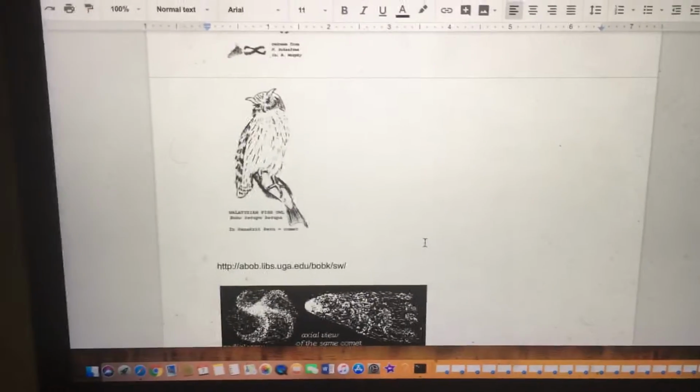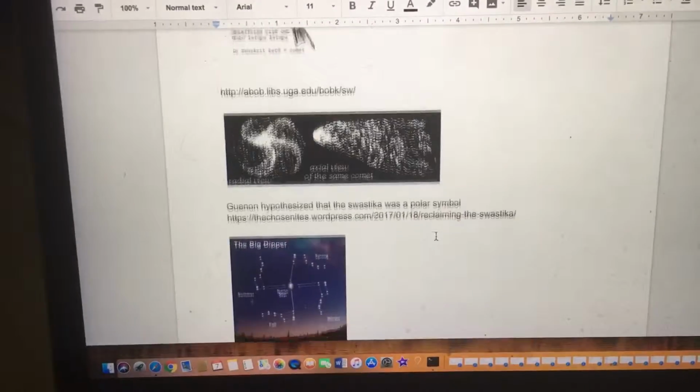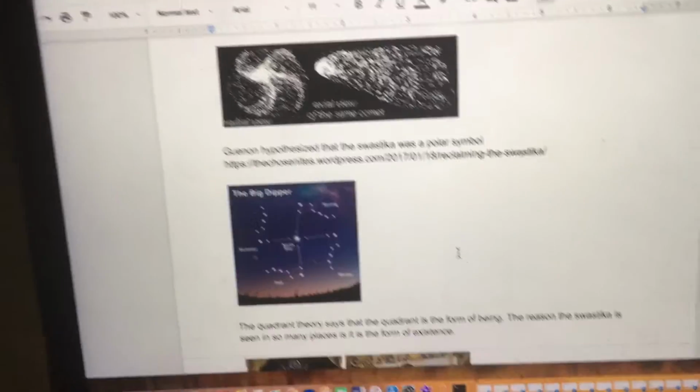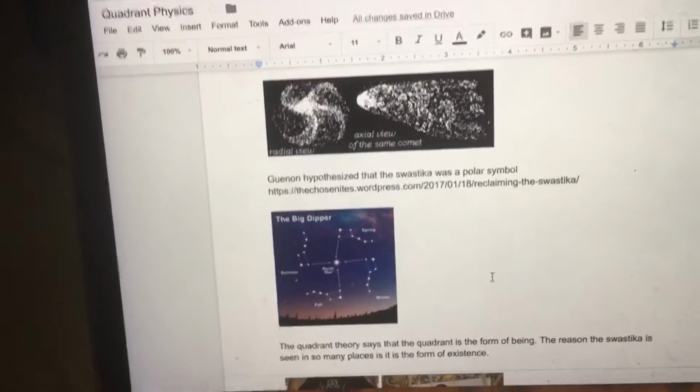So he's trying to see a connection between those 2. Guinan hypothesized that the swastika was a polar symbol. Here's the Big Dipper, and here's the swastika.